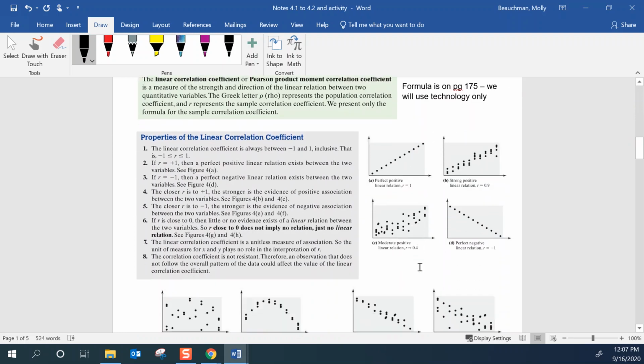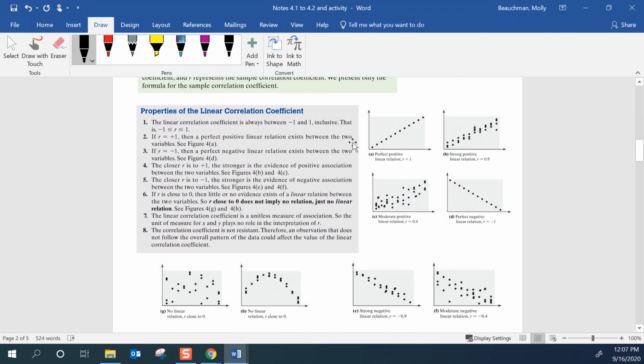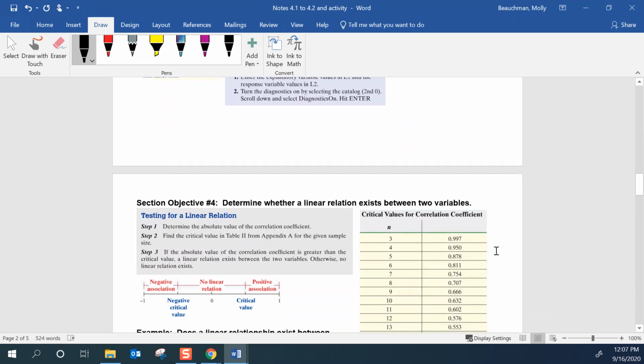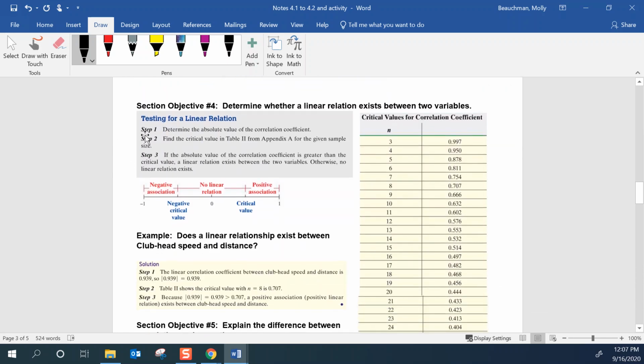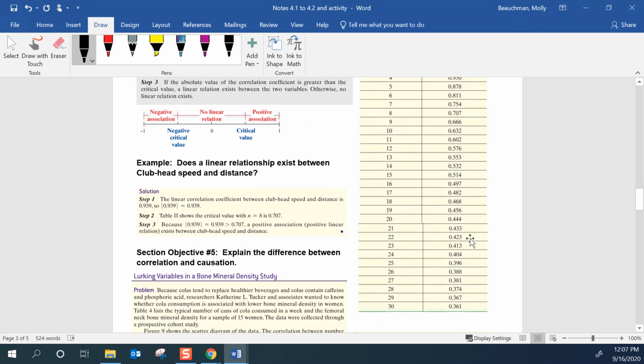The correlation coefficient is between -1 and 1. So there are examples in the notes of what perfect 1 means, perfect -1, and then how to tell whether a line is a good fit. So testing if you have a linear relation. Step 1, determine the absolute value of your correlation coefficient. Then find the critical value in the table for the given sample size. I put the table in your notes and it's also posted in Canvas. We have 18 data values in our set, 18 points. So this says the critical value is 0.468 in the table.